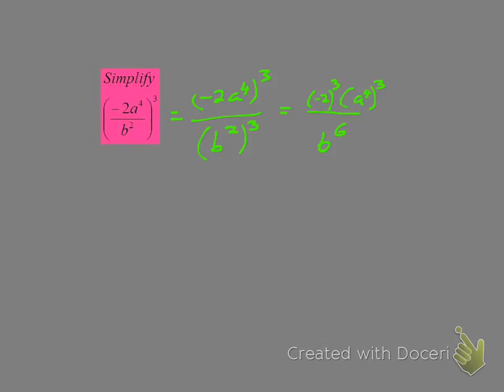Now you simplify that. So what's -2 times -2 times -2? -8. A to the 4th to the 3rd? A to the 12th over B to the 6th. Okay, what do you do with this -8? Are you sure? Do you move that -8 down? Yeah? Any no's? No.